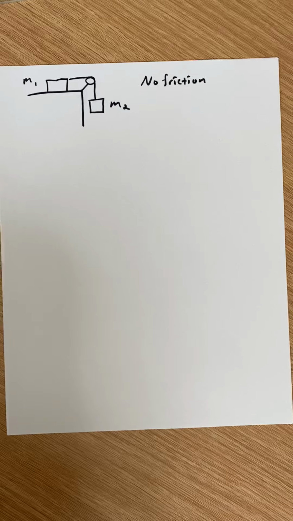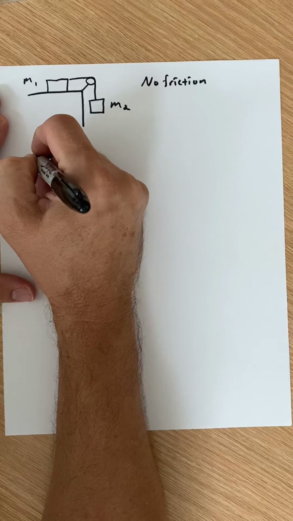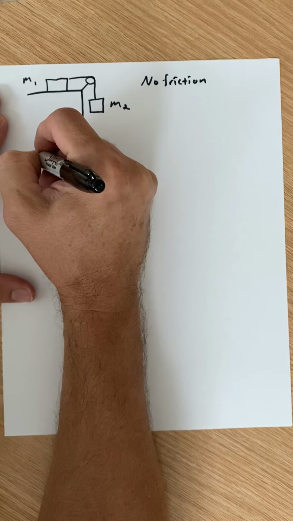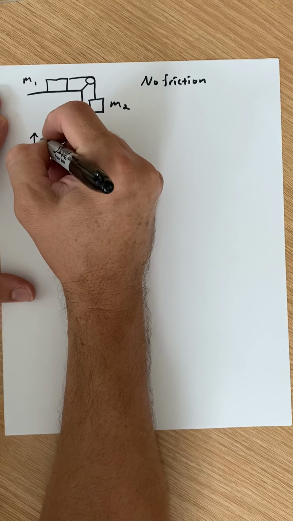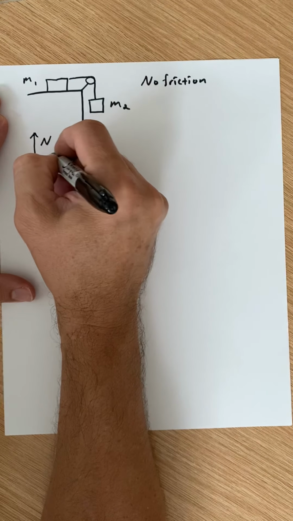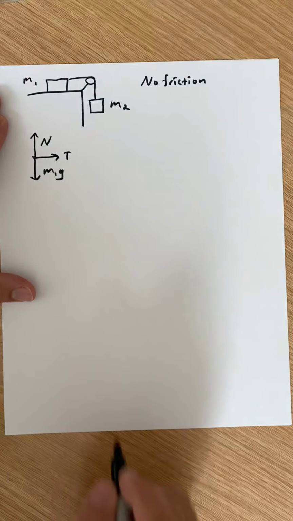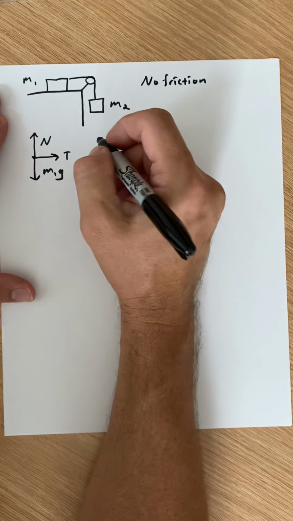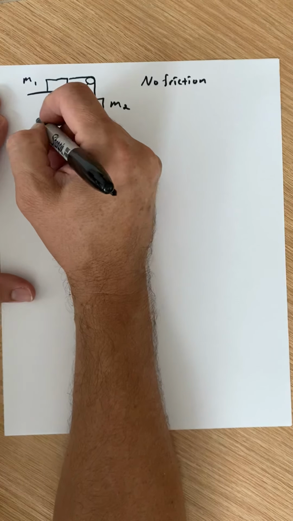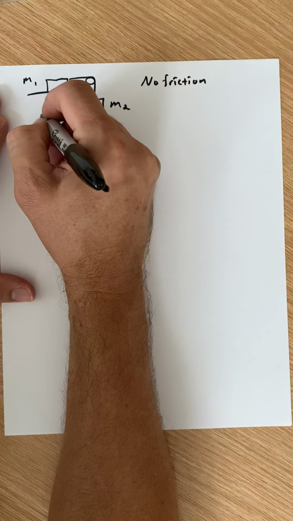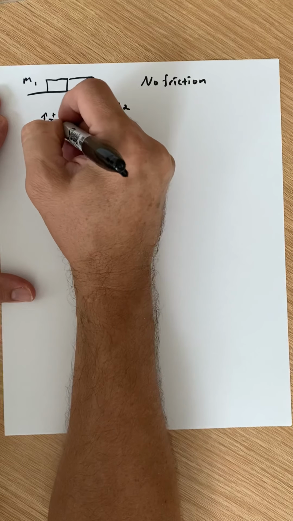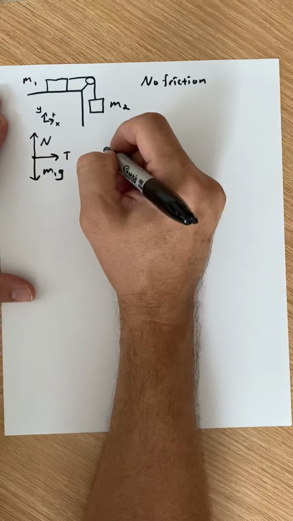So let's do free body diagrams of these objects. For M1, I've got M1g, I've got the normal force, and I've got a tension force, which is all I have because there's no friction. For M2, coordinate system, sorry. For this object, my coordinate system, these are going to be my positive x and y directions, where this is x and this is y.